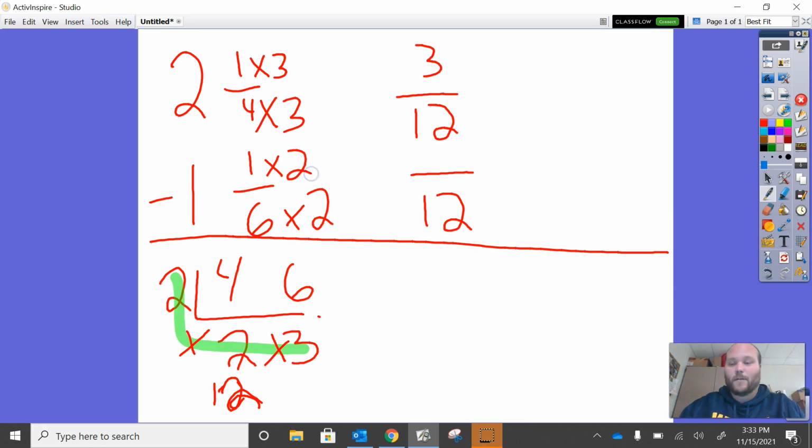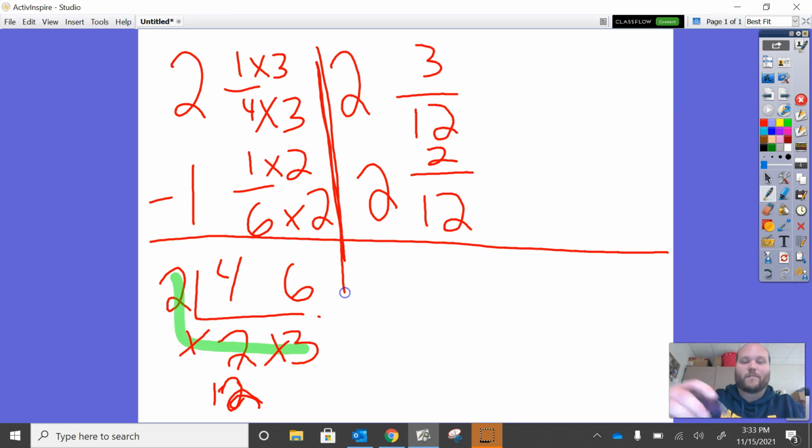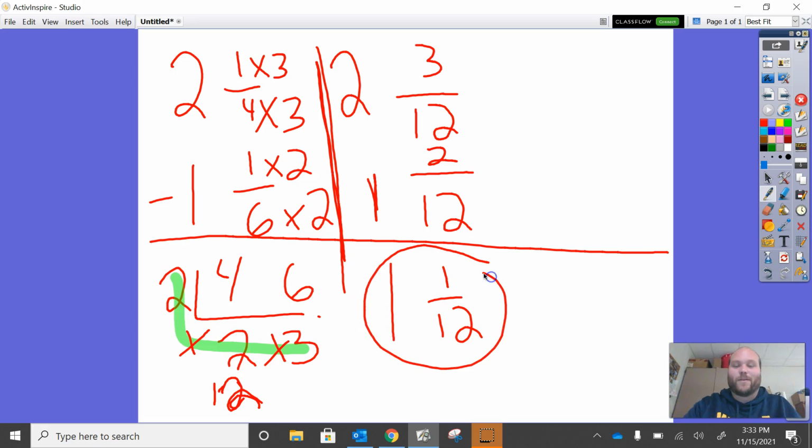I didn't think this one through, but the 2 is going to go there. And then we have to move our whole numbers over. This is a good review. Excuse me, not the 2, we're going to have a 1 there. And so then we just subtract. 3 minus 2 is 1/12. Then 2 minus 1 is 1. So my answer is 1 1/12.